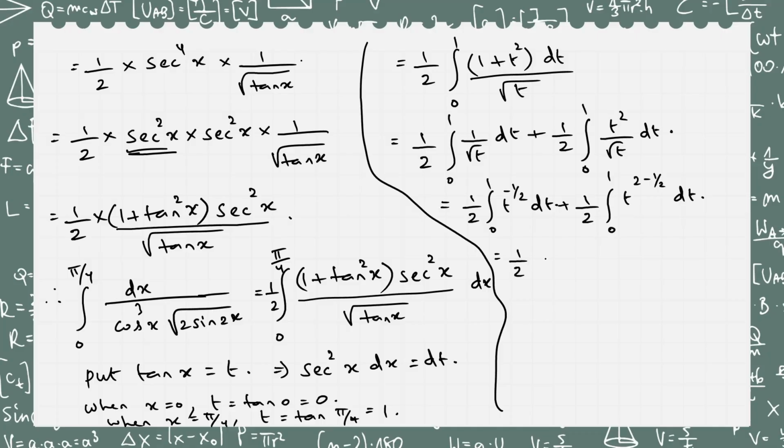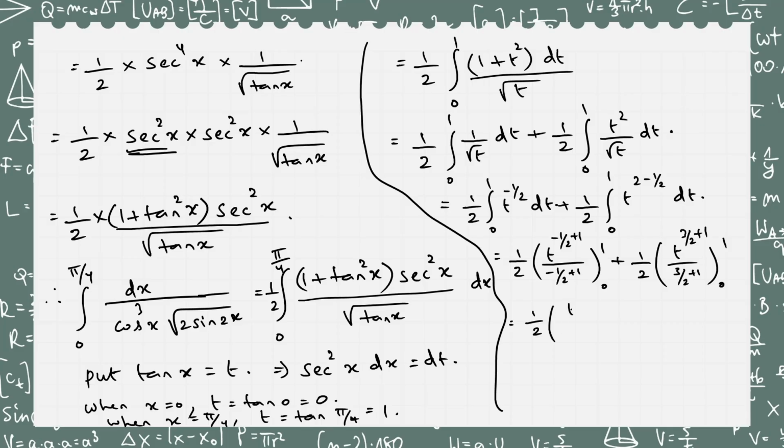So this will be 1 by 2 into t power minus 1 by 2 plus 1 by minus 1 by 2 plus 1 between the limits 0 and 1. And the next one is 1 by 2. 2 minus 1 by 2 is 3 by 2. So t power 3 by 2's integration is t power 3 by 2 plus 1 by 3 by 2 plus 1 between the limits 0 and 1. So this becomes 1 by 2 t power 1 by 2 by 1 by 2 between 0 to 1 plus 1 by 2 into t power 5 by 2 by 5 by 2 between the limits 0 and 1.